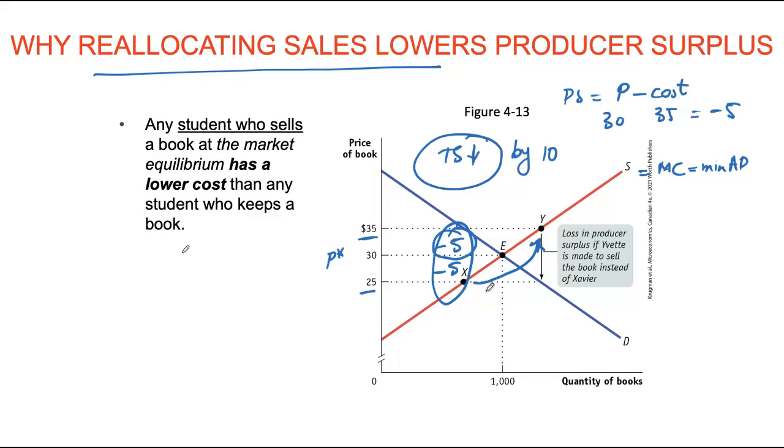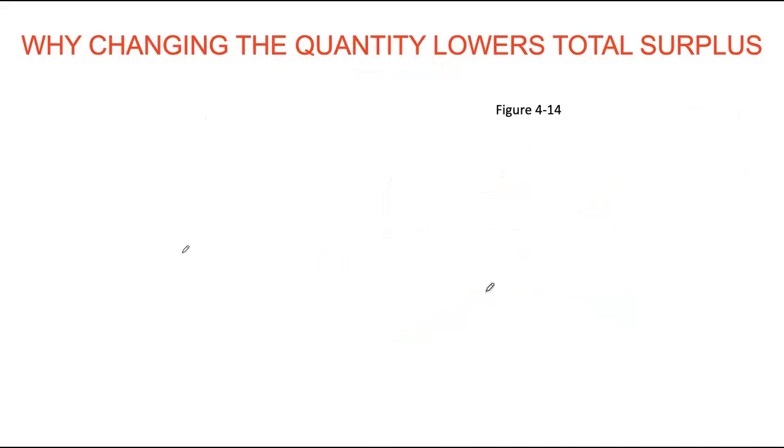And lastly, we can see what the impact is if we change the quantity exchanged. Now note, in the last two examples, we saw that total quantity exchanged was still the same. We were just forcing someone who was not participating in the market to now participate instead of someone who was already a part of the market outcome. So quantity exchanged had not changed in our earlier two scenarios.